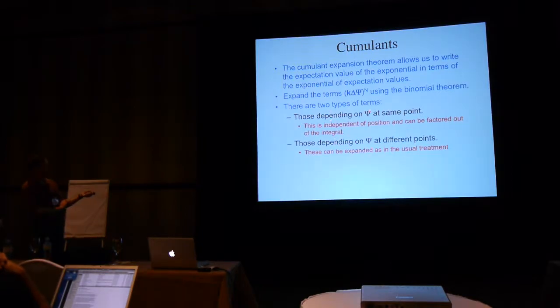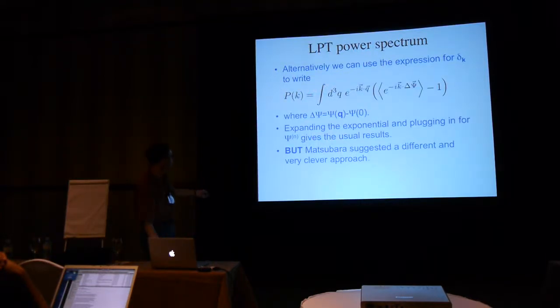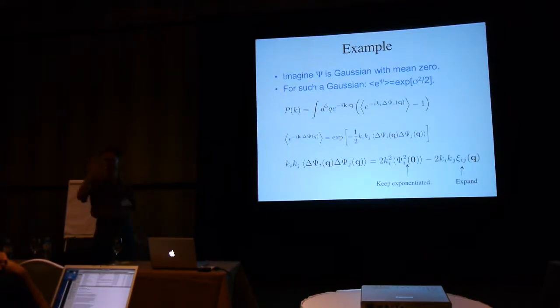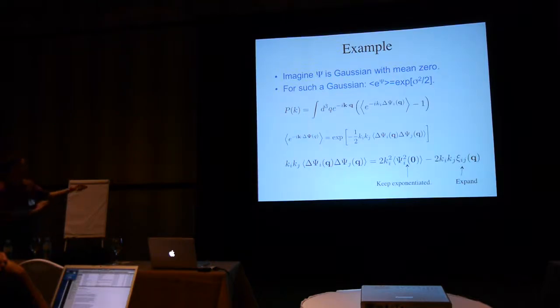But if they're at the same point, translational invariance tells me that it's independent of position. So I can factor that out of that integral that I had to do. Right? Remember, I have to do this integral d3q, but if it's independent of the actual position, I can factor that out. So let me do a toy model example to show you how this works.